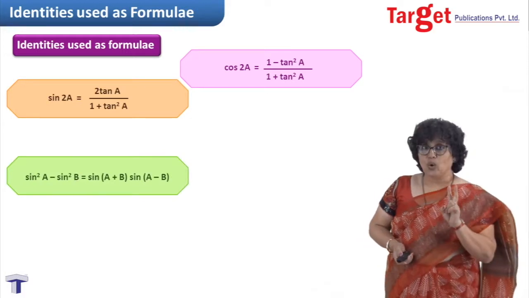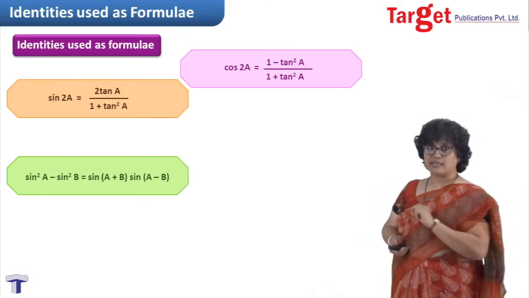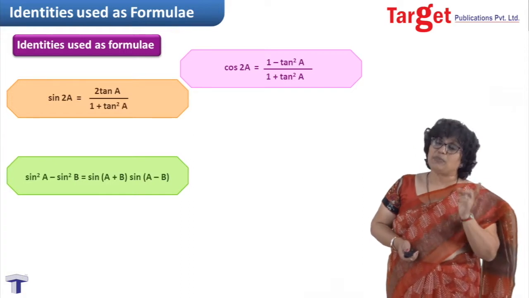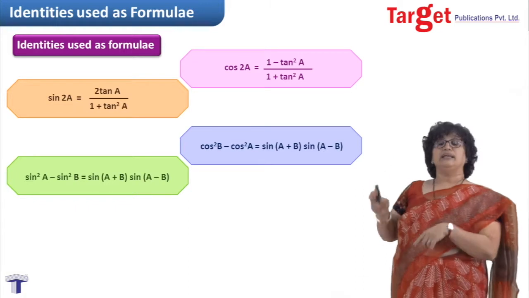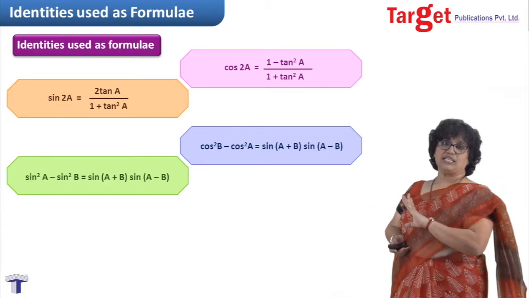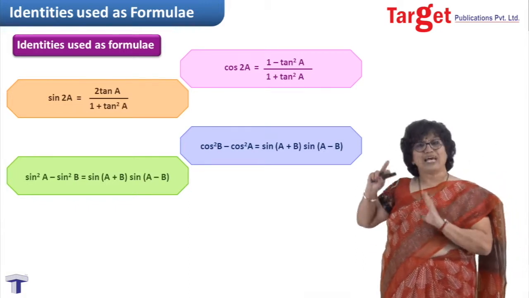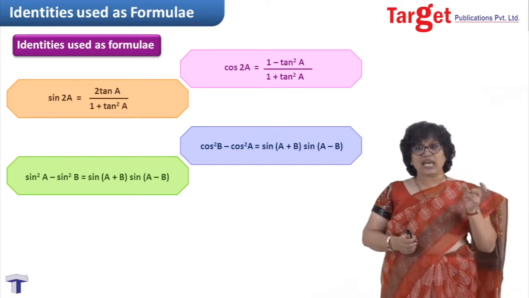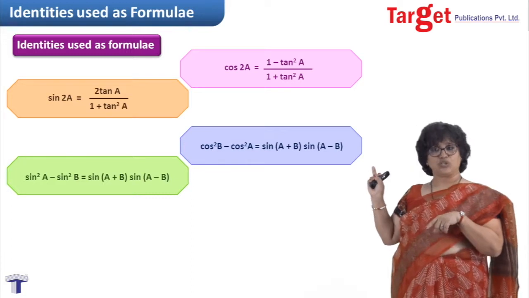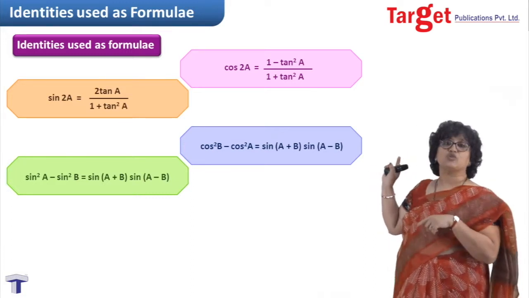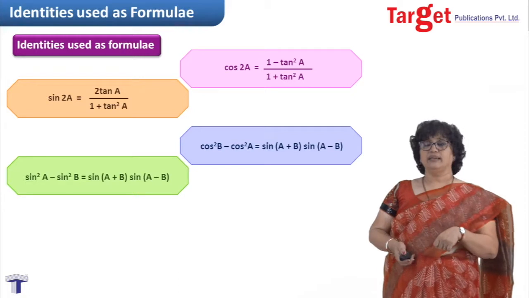Now, there are two. I have written the first one as sine square A minus sine square B, and that is sine(A plus B) into sine(A minus B). And similarly, cos square B minus cos square A, that is also sine(A plus B) into sine(A minus B). Remember one thing, both are actually one and the same. Sine square A, if you write as 1 minus cos square A, and sine square B as 1 minus cos square B, the second one you can obtain. And that is cos square B minus cos square A.